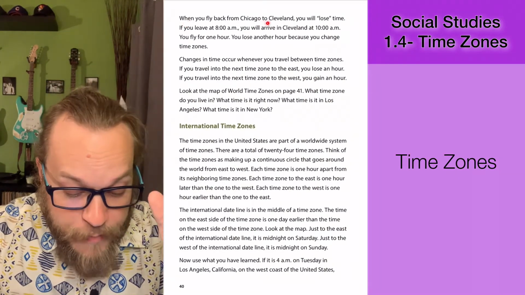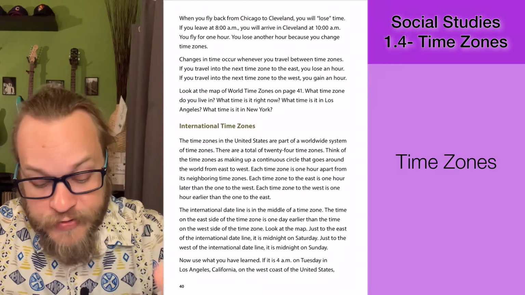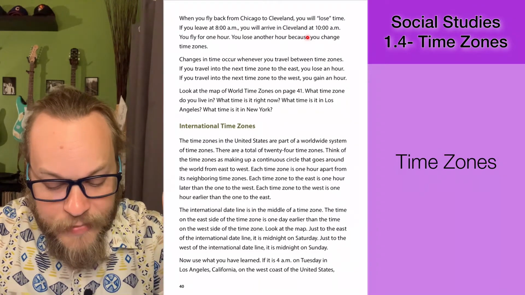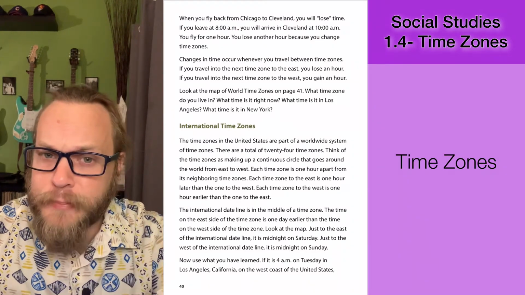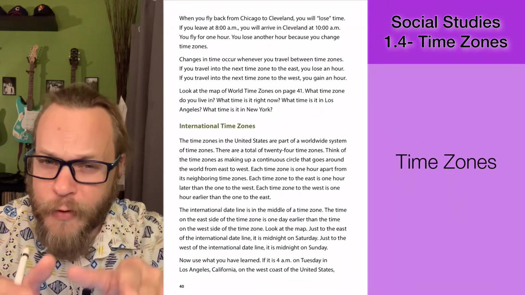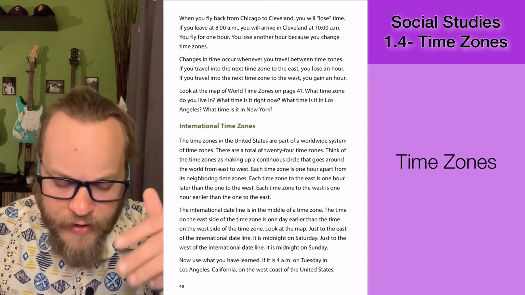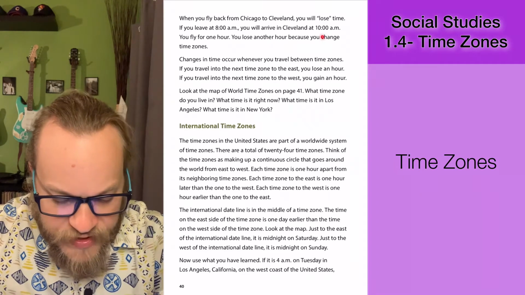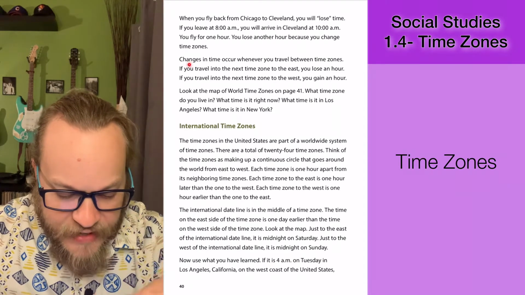However, when you fly back from Chicago to Cleveland, you'll lose time. If you leave at 8 a.m., you'll arrive at 10 a.m., so that flight becomes 2 hours, even though it's only 1 physical hour of sitting in the seat on the airplane. You lose another hour because you change back time zones.